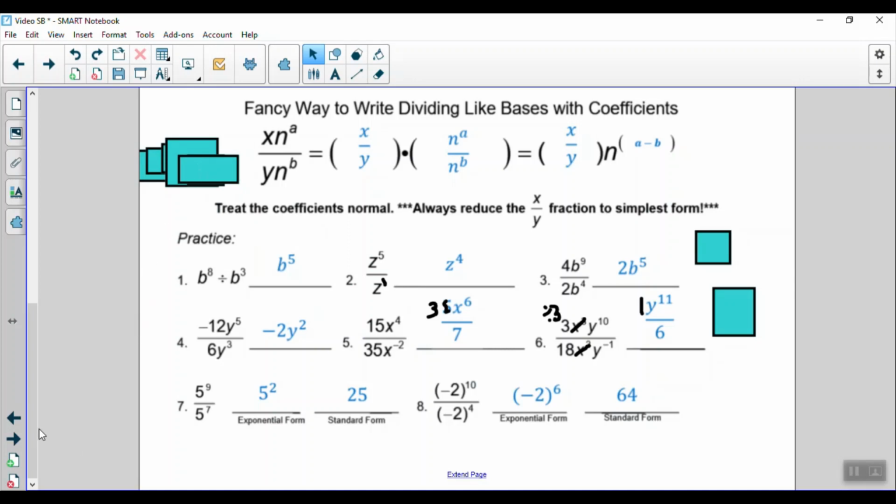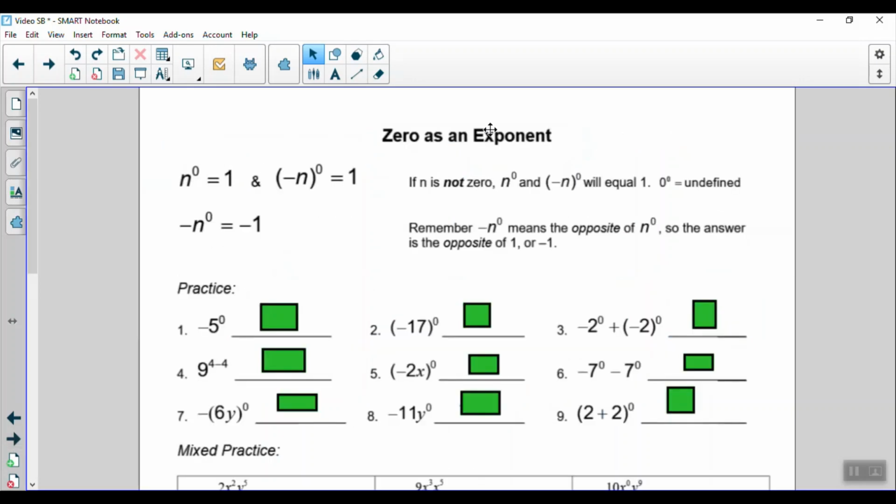Okay, we have one more thing that we want to do in these notes before I let you guys try some on your own. Okay, 0 as an exponent. This is pretty simple. Anything to the 0 power is positive 1. If it's in parentheses and it's a negative thing to the 0 power, it's still positive 1. The only time it gets a little bit different is if there's no parentheses. No parentheses, instead of being a positive 1, it's going to be a negative 1, because this exponent is changing this to a 1, but we still have the negative outside. So this is going to stay negative 1.